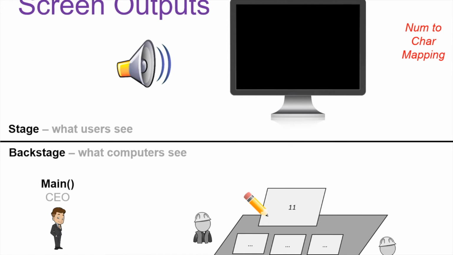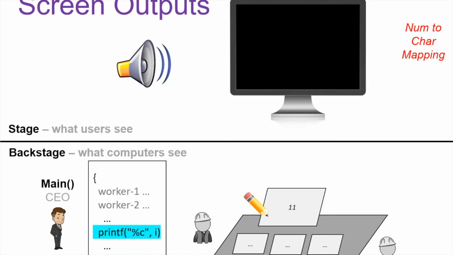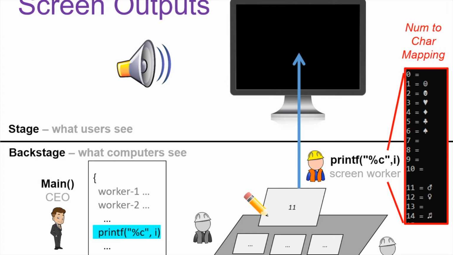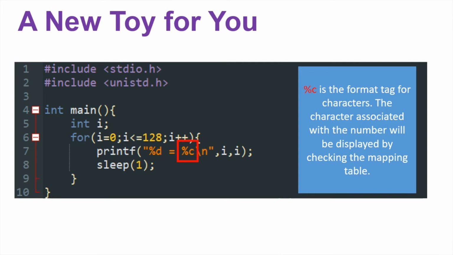It works like this. Every time the CEO is calling the printf worker to print out something as characters, the printf worker will check this number-to-character table and print that character instead of that number. So that's the reason you have seen the %c we have used. It's the format tag for characters. When printf sees this tag, it will display the character instead of the number.